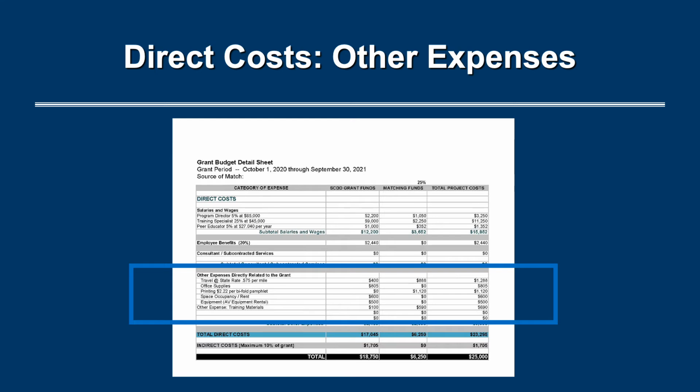Now let's take a look at the blue rectangular box surrounding the other expenses section of their budget. Here, Ruby Red listed travel, office supplies, and equipment as their line item costs. Under travel, they are requesting mileage reimbursement. They verified that the 2020 mileage reimbursement rate for California is 57.5 cents per mile. Ruby Red is requesting $400 be provided by SCDD grant funds, and that they provide $888 of matching funds for a total project cost of $1,288.